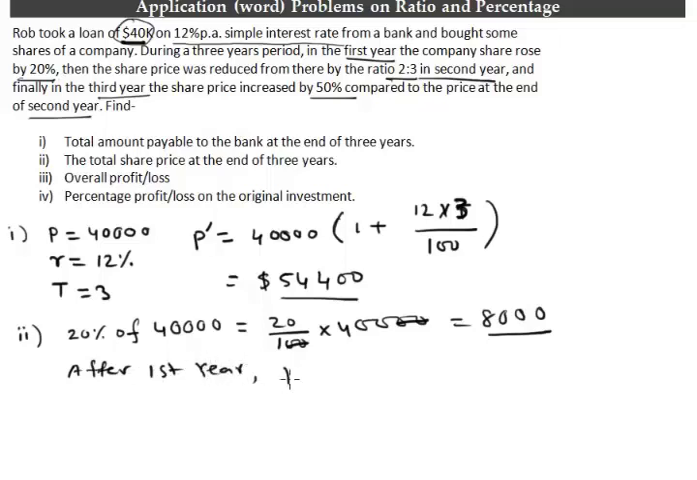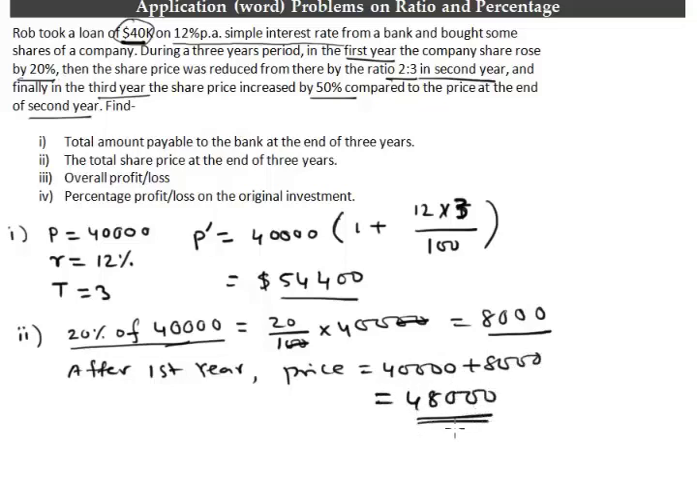So after the first year, the share price will be the initial 40,000, which is the original price, plus the rise of 20%, which is 8,000. So 40,000 plus 8,000 means 48,000. So at the end of the first year, the share price is 48,000.